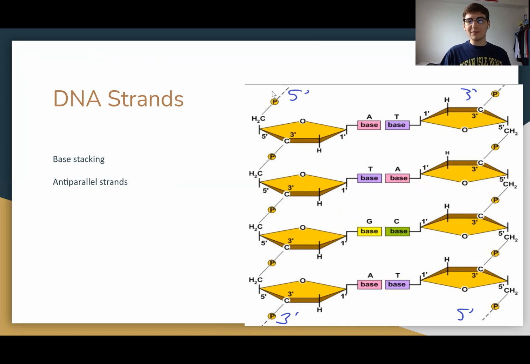And our strands are anti-parallel. So one way is going to go 5' to 3', and the other way is going to go 3' to 5'. And this is going to maximize our base pairing and make sure that our DNA stays together.